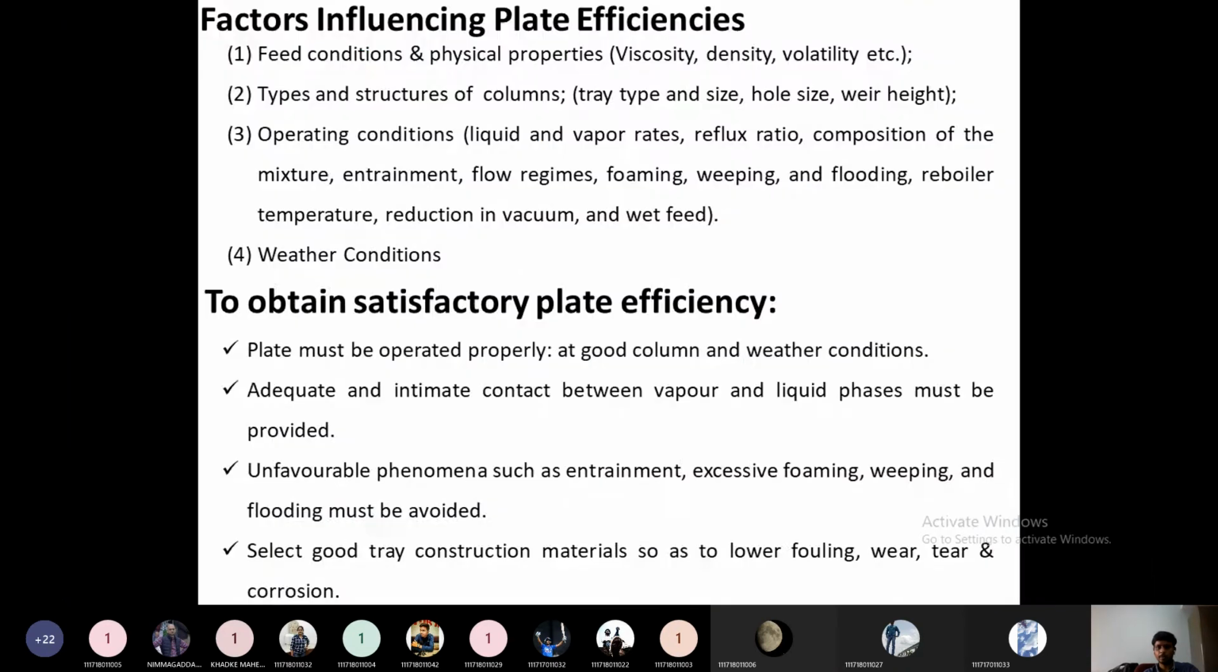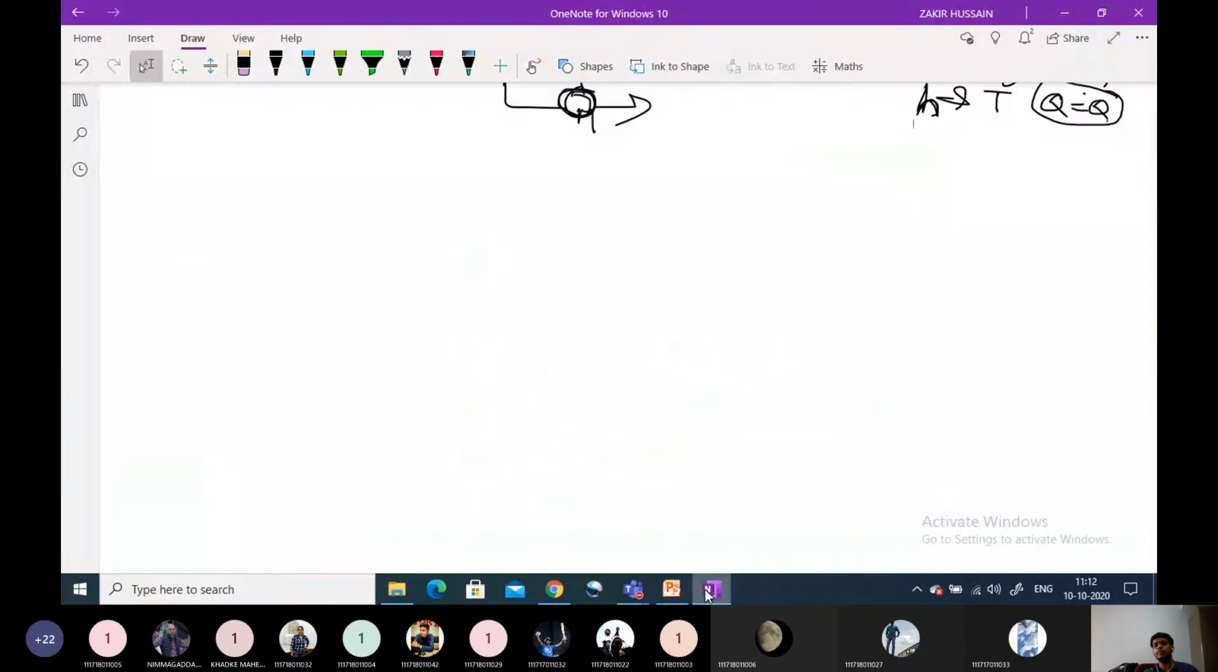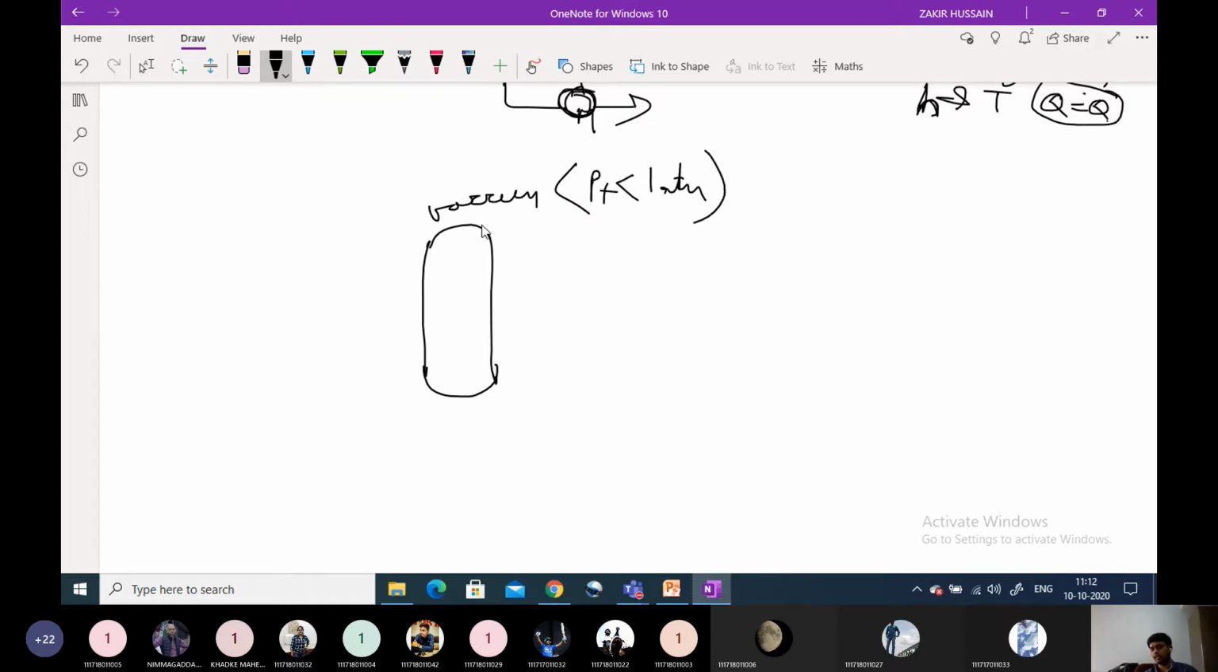Then the next column parameter is reduction in vacuum. How will this reduction in vacuum be influenced? You might have seen boiling point elevation in heat transfer. If your column has to operate under vacuum conditions, vacuum condition is below atmospheric pressure. Below 1 atma is called a vacuum condition.